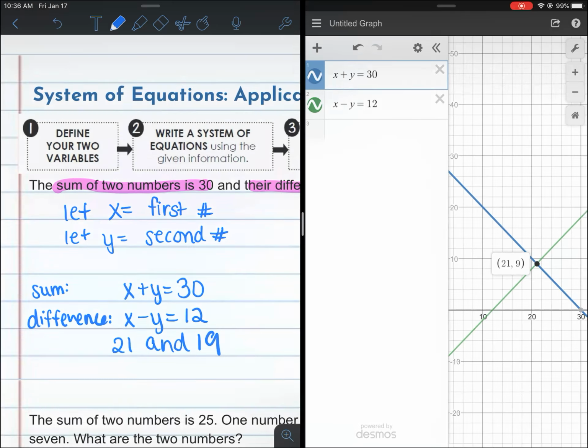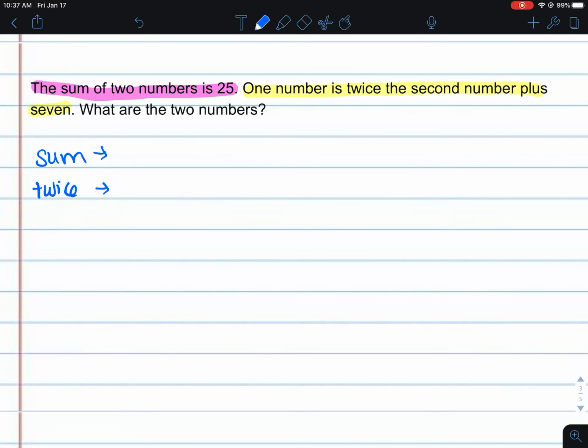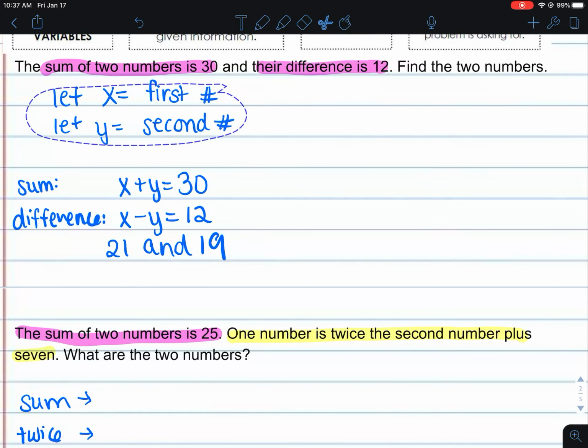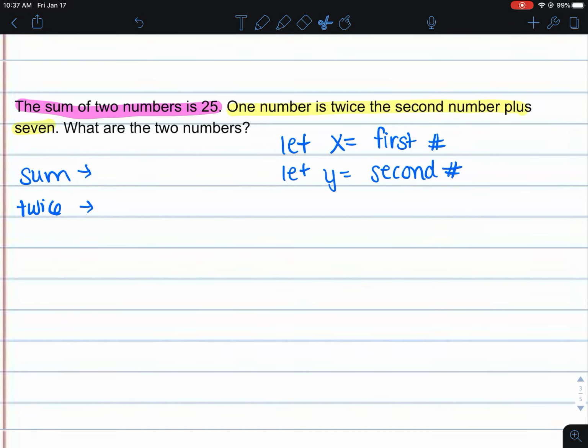So we can say that these are two separate equations. We have the same variables for this one. I don't know if it's even worth the time, but it seems like it is. All right, so same kind of thing. Let x equal the first number, y equal the second number. So the sum of the numbers, if I add them together, I get 25. And then one number, let's just say x, it doesn't actually matter, is twice the second number plus 7.